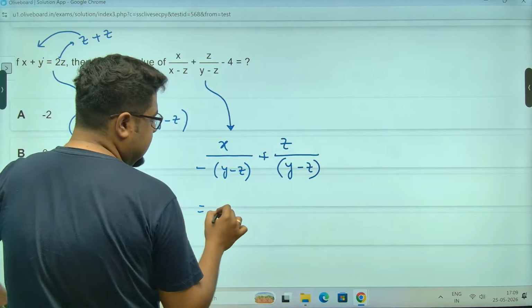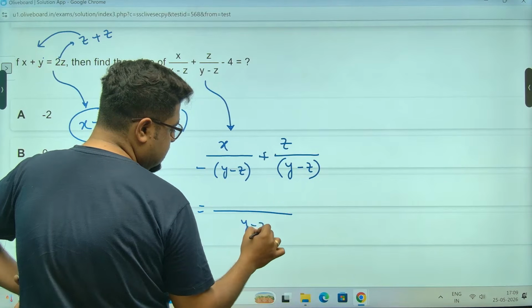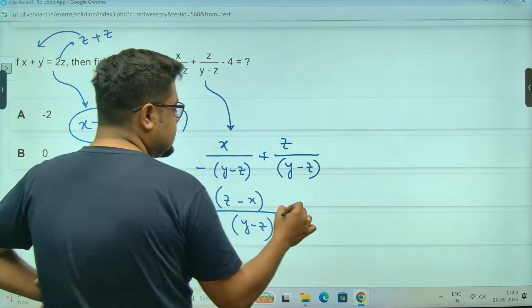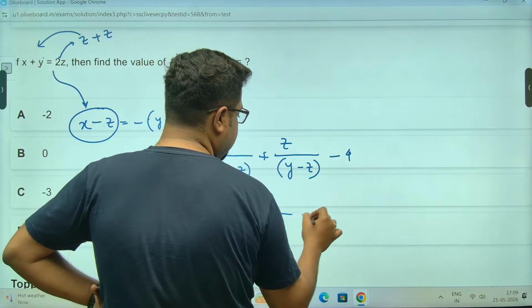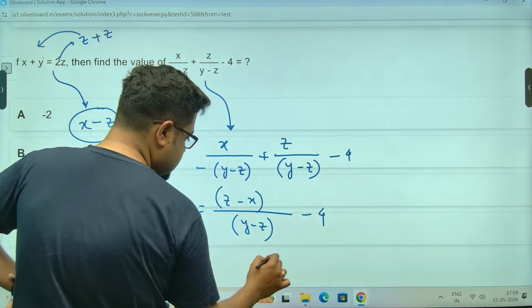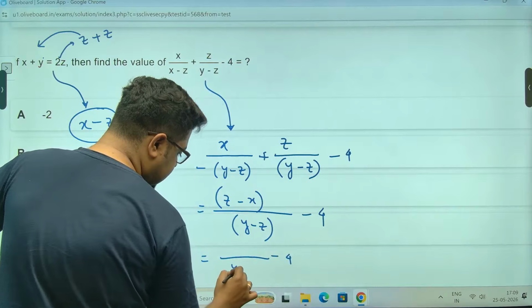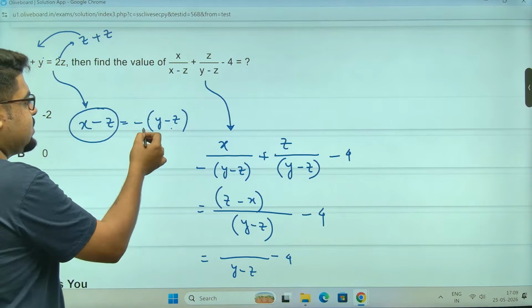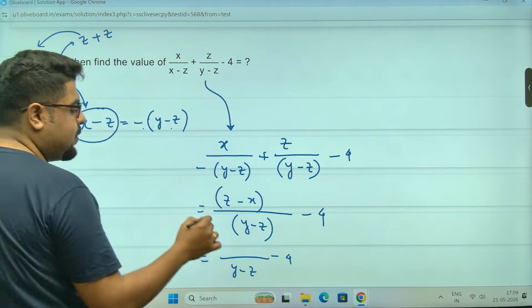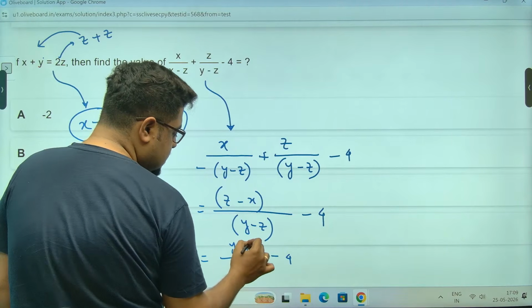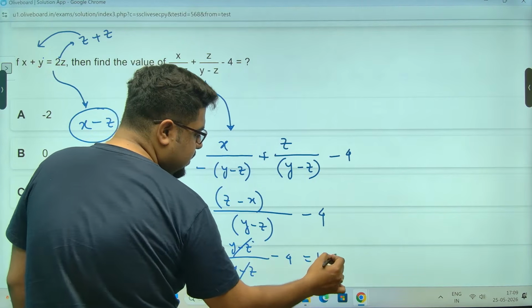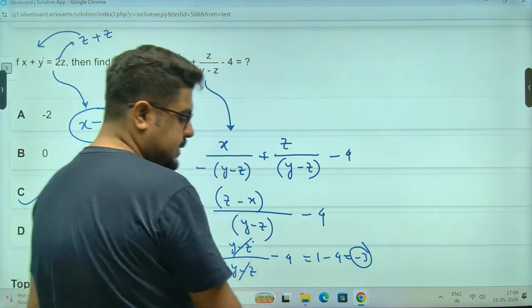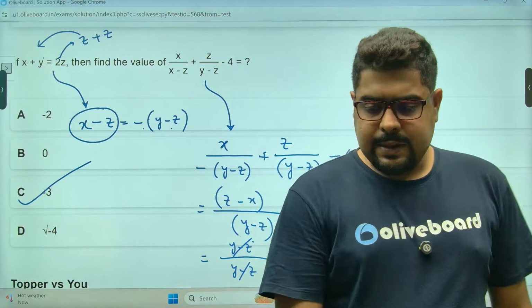So y minus z I can take common, or the LCM is same. It will be z minus x, and this is minus 4. Minus 4 you keep it. Over y minus z. So z minus x is what? y minus z, minus of y minus z. So z minus x will be y minus z only. So this is 1. My answer will be 1 minus 4, which is minus 3. Option C. This is the proper method.